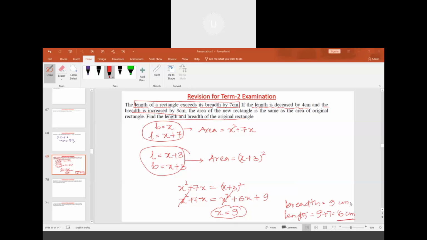If we cross check this, we can find the value of LHS and RHS, sir. The new area will be x plus 3 whole square. What is 9 times 16? 144, sir. And 9 plus 3 is 12, and 12 square is also 144. So it is correct.